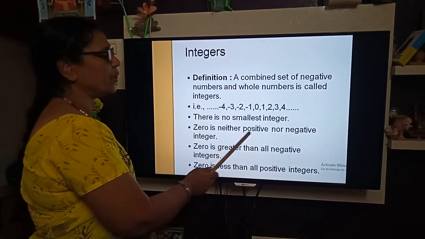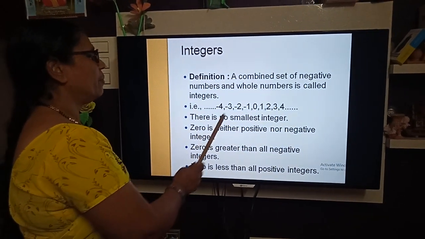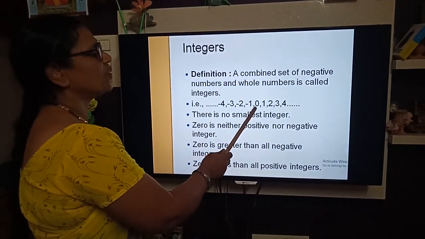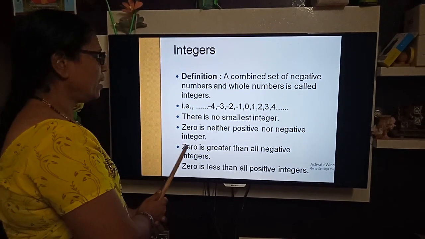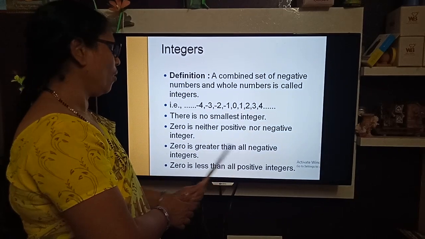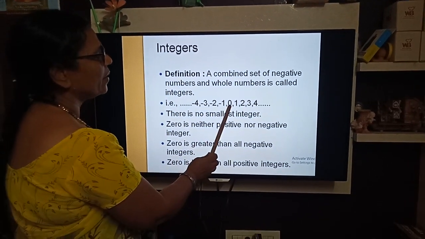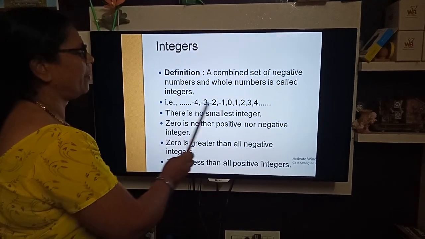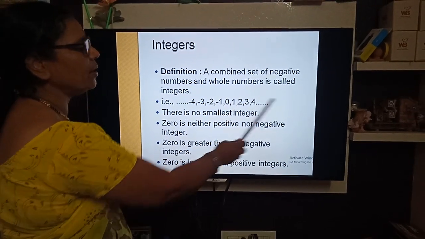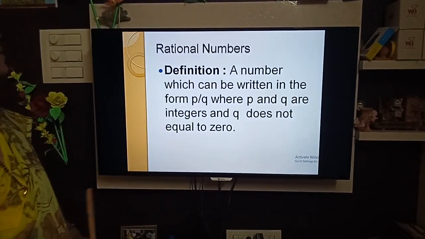0 is neither positive nor negative, meaning it has no sign with it. It is neither positive nor negative. 0 is greater than all negative integers. Here, 0 is greater than all the negative integers, but 0 is smaller than all the positive integers.